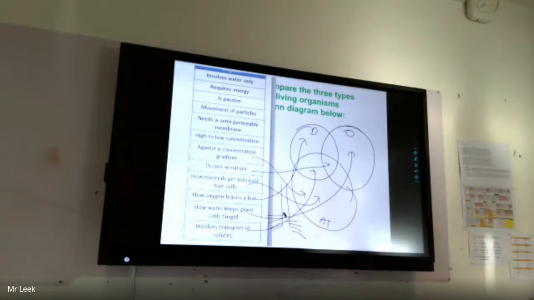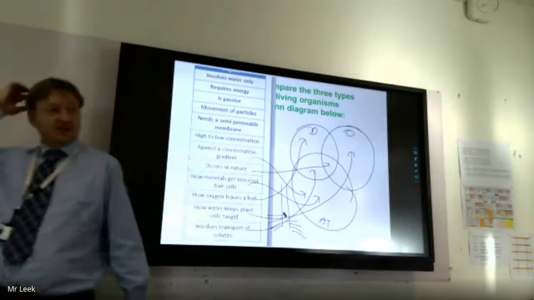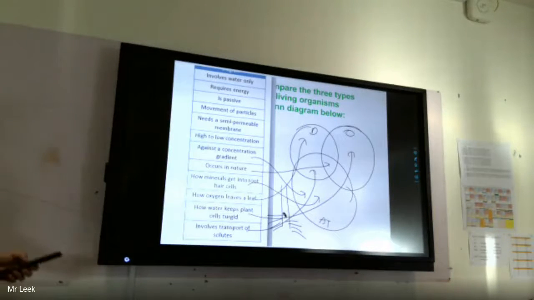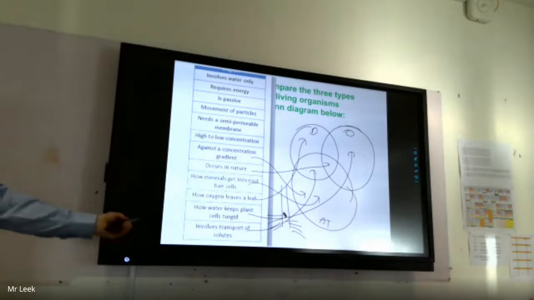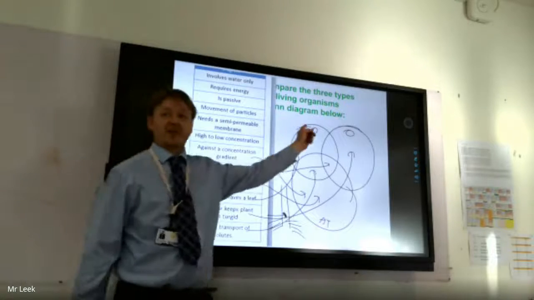So people at home, you just need to make sure you've got the right bits in the right sections. Anybody in here stuck on any of them? Which one are you stuck on? Just following the diagram. If yours in nature goes to which one? Well, does diffusion happen in nature?